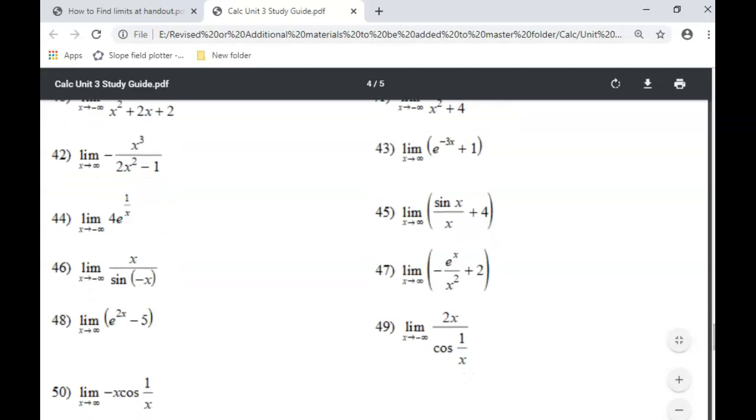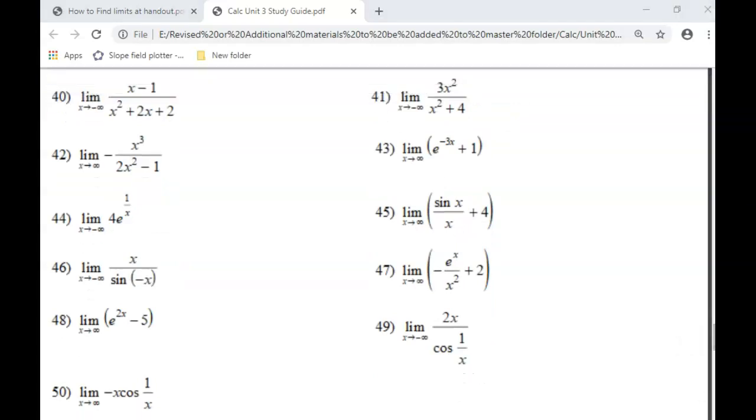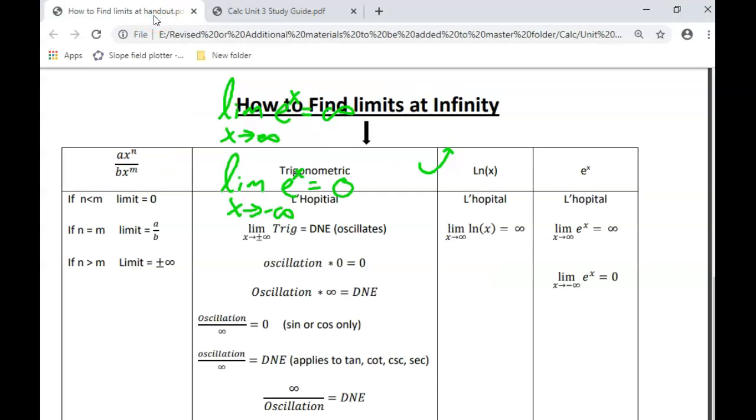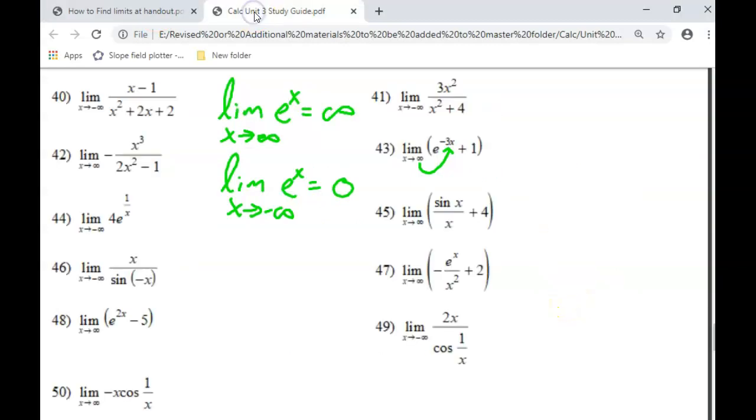All right. Let's take a look at number 43. So, first of all, direct substitution. The first thing I want to remind you guys of is, how did I show you guys this? I think what I told you guys was that the limit as x approaches infinity for e to the x is infinity. And I also told you that the limit as x approaches negative infinity for e to the x is 0. Okay? And I believe that's on this little sheet that I gave you guys here too. Yes, it is.